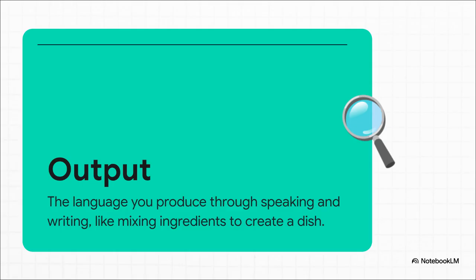And of course, after input comes output. This is you, actively using the language, whether you're speaking it or writing it. It's that moment when you stop just passively taking information in and you start actively mixing those ingredients to create your own dish. And the brilliant thing about TBLT is that the tasks are designed to get you producing language totally naturally, without it feeling forced.